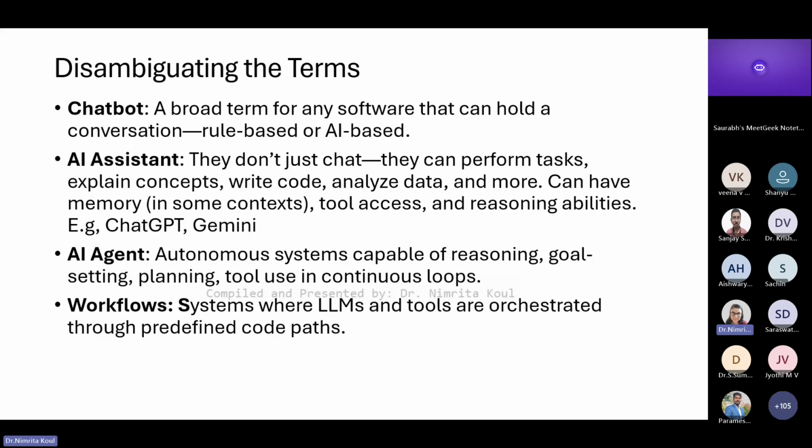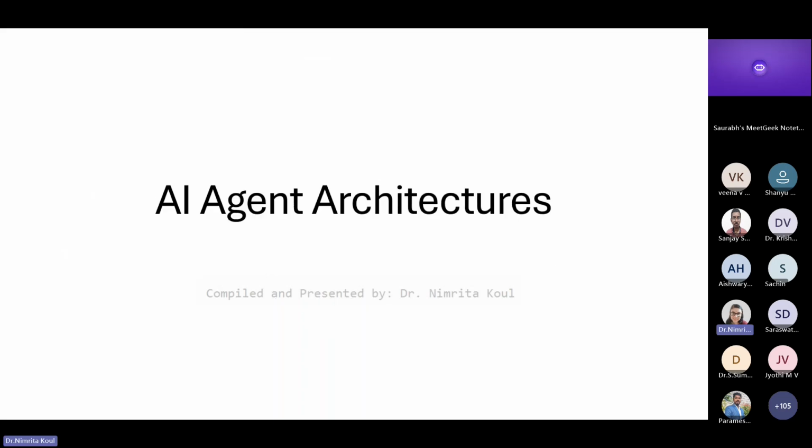So the difference between a workflow and an AI agent is in terms of dynamism. While an AI agent can be unpredictable, it can decide, choose a different path every time it goes for the same goal, a workflow is a fixed set of steps that are often followed by the LLM in a system. With that, we are moving to AI agent architectures.